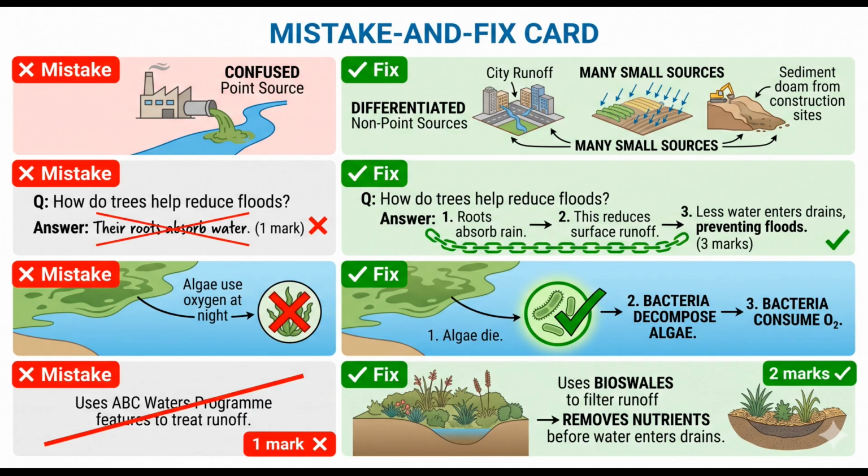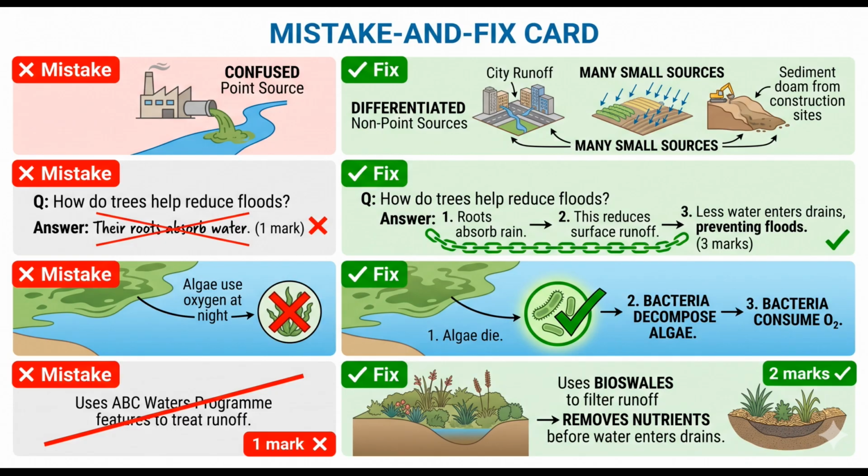Mistake 2, writing only one step of eutrophication for a 3-mark question. 3 marks means 3 separate causal steps. Nutrients enter the water is 1 step. Algal bloom blocking sunlight is the 2nd. Bacteria decomposing dead matter and consuming oxygen is the 3rd. 1 step earns 1 mark. Write all 3.